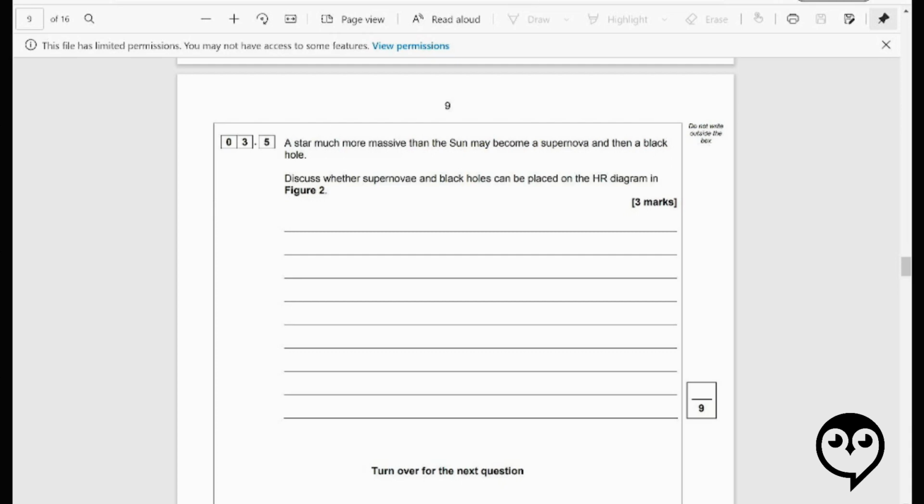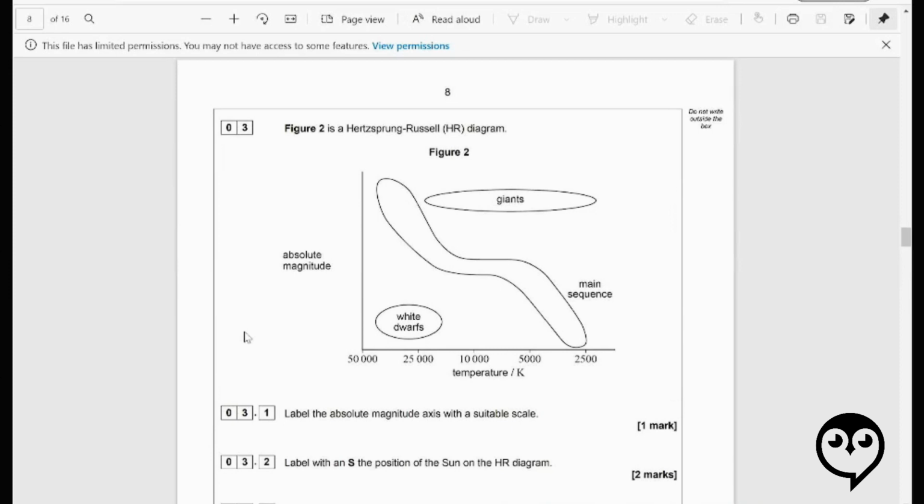Well, this is an interesting one. Does it make sense to put black holes and supernova on a HR diagram? Well, for one thing, supernovas don't really last very long, so it'd be very difficult to just place it on a spot and say, yeah, here it's there.